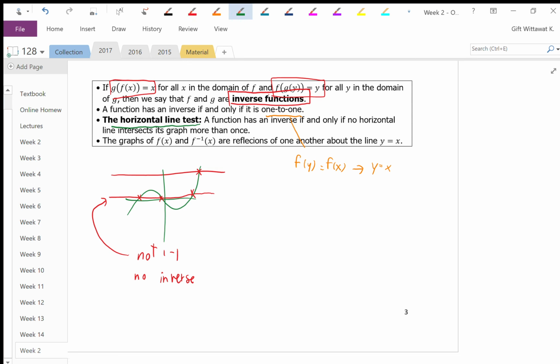On the other hand, if any line has at most one intersection anywhere with the graph, then that means the function is one-to-one, and that means this function has an inverse.